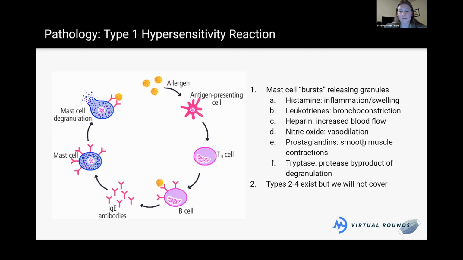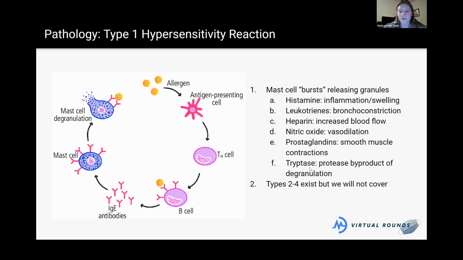Prostaglandins can cause smooth muscle contractions. This can contract the smooth muscles around your airway, like your bronchi, and produce an asthma-like presentation because of the smooth muscles that are contracting in the lungs. They can also cause smooth muscle contractions in the GI tract. So some people with allergies get diarrhea or vomiting because you're moving everything through your GI tract very, very quickly.